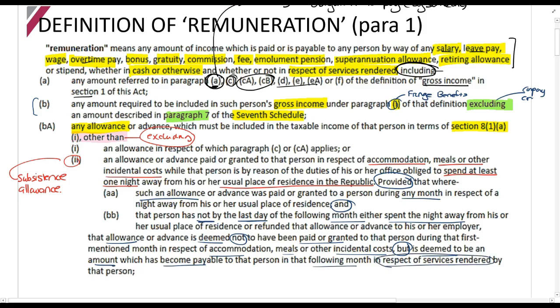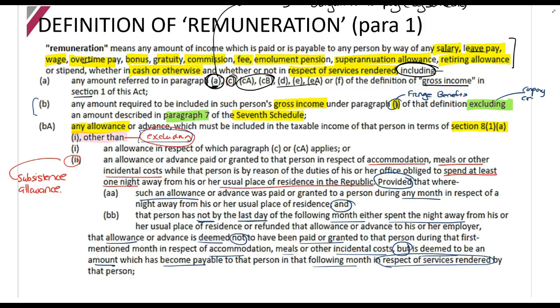Okay, so what are they saying? They're saying subsistence allowances are excluded from remuneration. So there's no employee's tax on it. It's not remuneration.